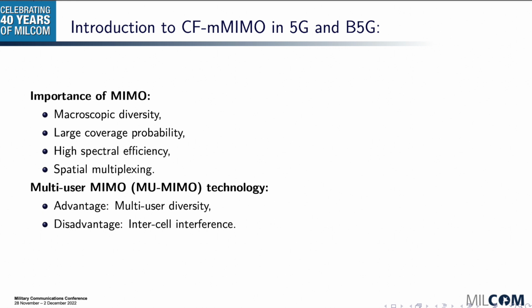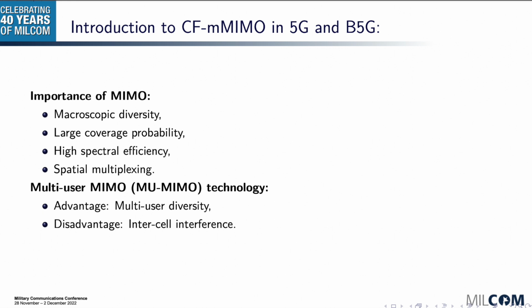The fourth one is spatial multiplexing. Spatial multiplexing in wireless communication is based on multiple input and multiple output technology, where multiple antennas at both the transmitter and receivers carry multiple data streams simultaneously with the same frequency band.